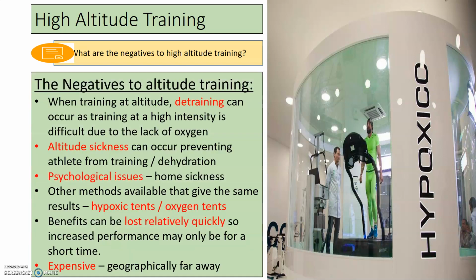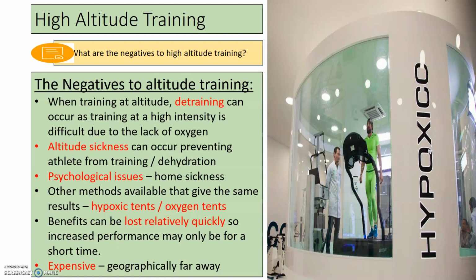Okay, so there are some negatives associated with high altitude training. One of them is the concept of detraining. This can occur because it's difficult to train at high altitude, and our intensity can't be as high because of the lack of oxygen. So we might actually regress, we might go backwards in our training level, because we're not training as intensely, as there's less oxygen in the air.